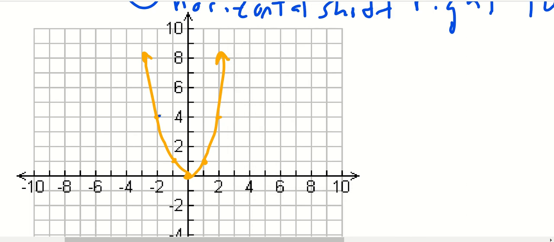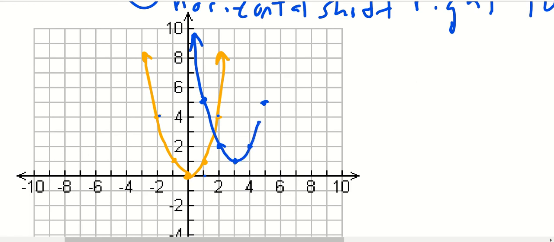So I'm going to move this point right here over 1, 2, 3, up 1. This point gets moved over 1, 2, 3, up 1. The point that was at 0, 0 gets moved over 1, 2, 3, and then up 1. At 1, 1, we move that over 1, 2, 3, and then up 1. And then lastly, the point that was at 2, 4, that gets moved over 1, 2, 3, and then up 1.